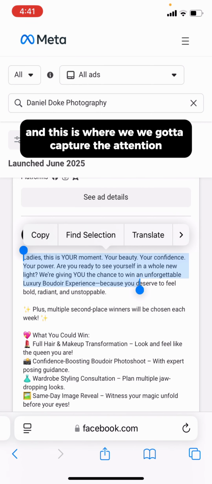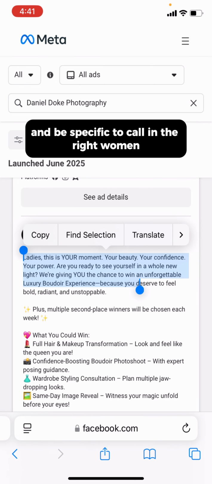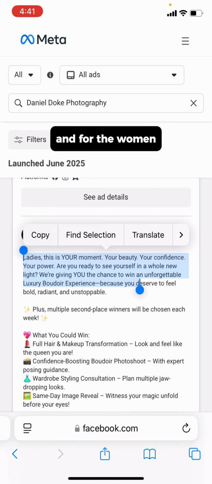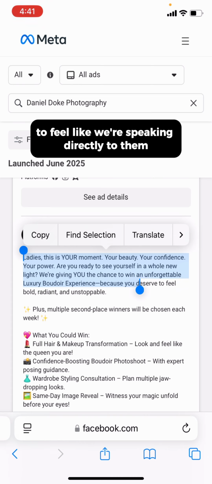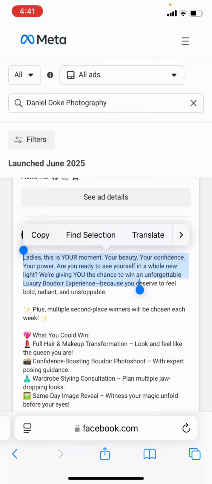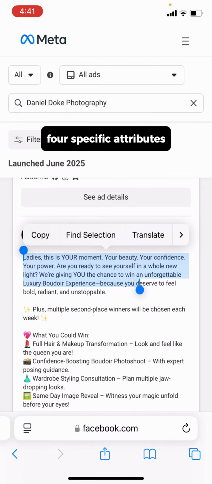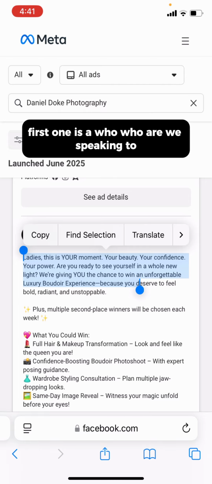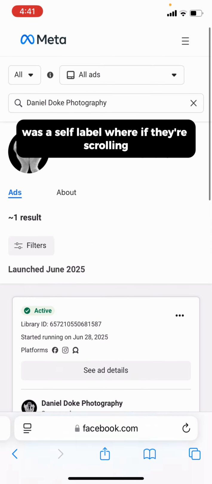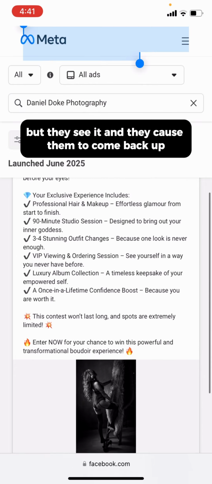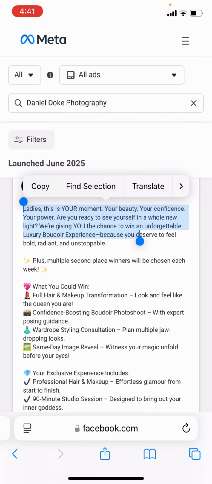And this is where we got to capture the attention and be specific to call in the right women, and for the women to feel like we're speaking directly to them. All right, so 4 specific attributes we need in the see more headline. First one is a who. Who are we speaking to? It's a self-label where if they're scrolling, they scroll by, but they see it and it causes them to come back up.